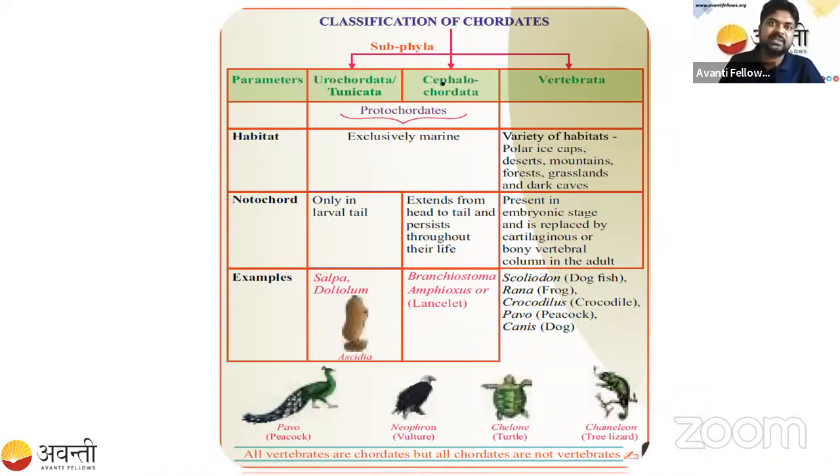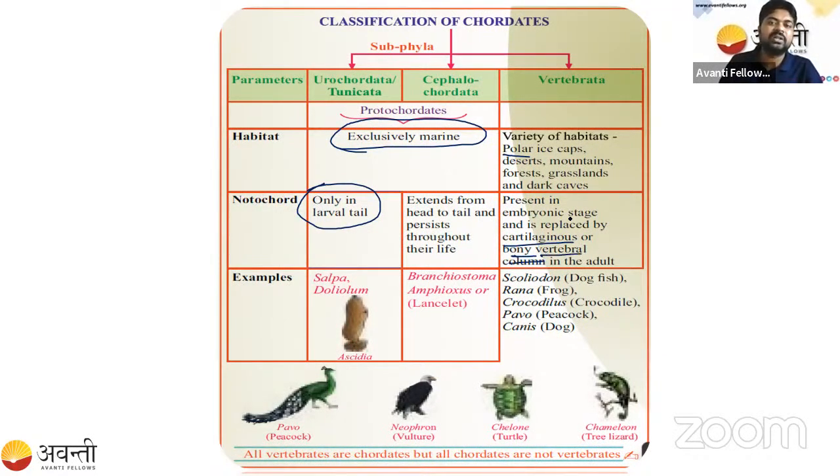Here again, there are subphyla in Chordata. First is Urochordata, Cephalochordata, and Vertebrata. Vertebrata contain the vertebrae completely. Here you can see the habitat, or where they live: ice caps, desert, mountain, forest, grassland, etc. Urochordata and Cephalochordata are completely marine organisms. Notochord is present only in the larval tail in case of Urochordata. In Cephalochordata, it extends from the head to the tail and persists throughout their life. In Vertebrata, it is present in the embryonic stage and is replaced by the cartilaginous or bony vertebral column.